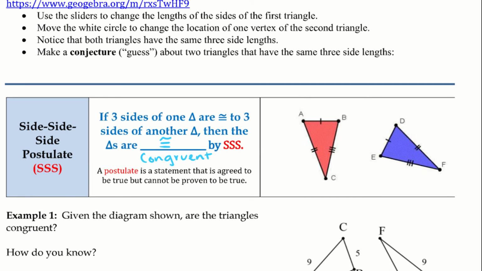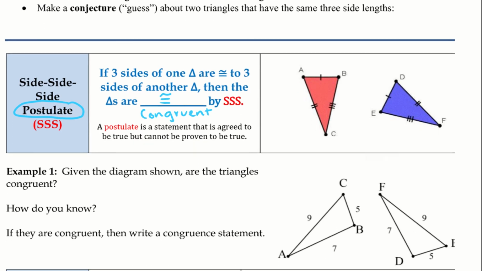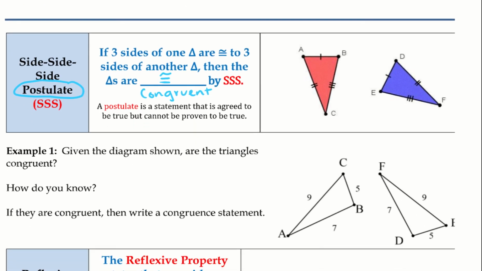And a postulate as well. We've been dealing with a lot of theorems. This one's a postulate. A postulate is a statement that is argued to be true but cannot be proven to be true. So if we have these two triangles and all the sides are the same from one triangle to another, then therefore they are congruent to one another.